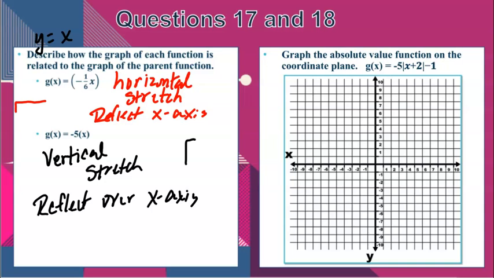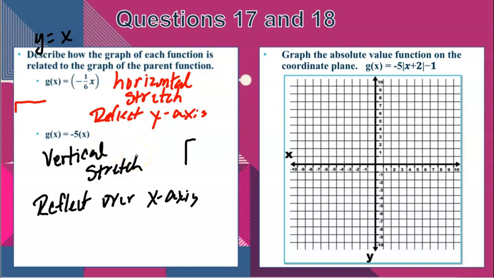Now going back to this first one, because I had the negative on the inside of the parentheses, it's attached to my x, so it's affecting my x coordinate. So if it affects my x coordinate, this one is actually going to be going across the y-axis. Let me change this one. There's a reflection over the y-axis for this first one. So remember, if the negative is on the inside of the parentheses, it goes over the y-axis. When it's on the outside of the parentheses, it goes over the x-axis.